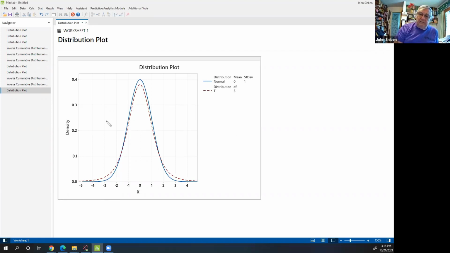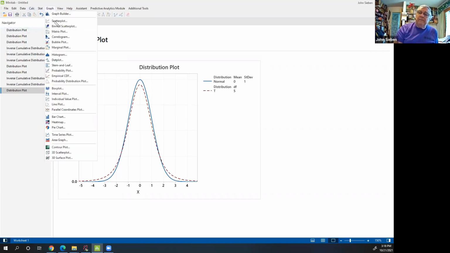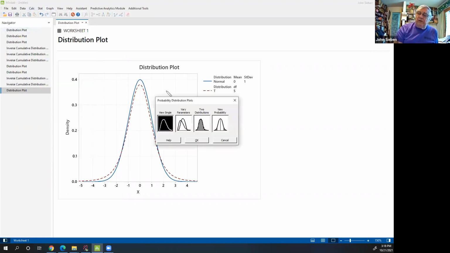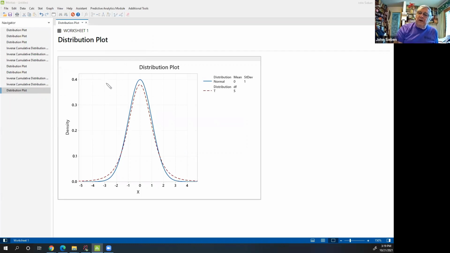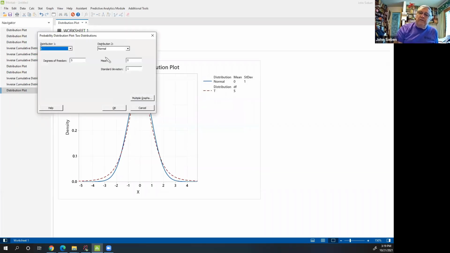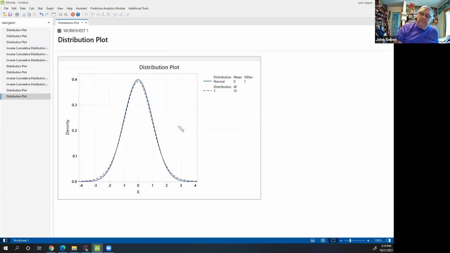I don't think I can put 2 of these up at once. I think that's a feature I'd like to see them add to Minitab, but we can go to graph, probability distribution plot, 2 distributions, say okay. Now this is almost perfectly filled out for what we want. The first distribution is going to be a T, and the second is going to be a normal 0, 1, or a Z. The degrees of freedom, I don't want it to be 5 anymore. I want it to be 15. And when I say okay, I get a plot.